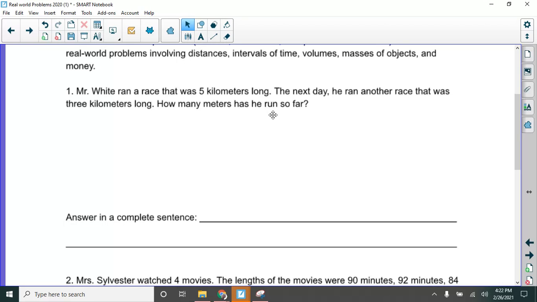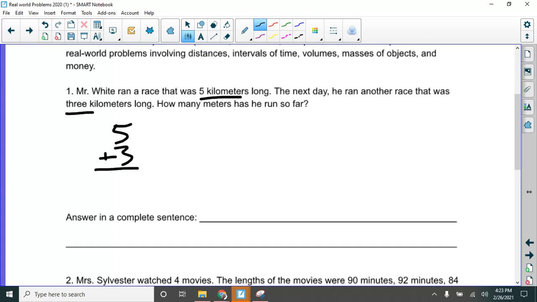Visualizing is the most important thing that you can be doing as you read these problems. So I'm running a race. I look all sweaty, don't I? And then I run another race. And so we want to know how far I have run. Well, that looks pretty easy. 5 plus 3 equals 8. But wait, that seems a little easy for fourth grade.